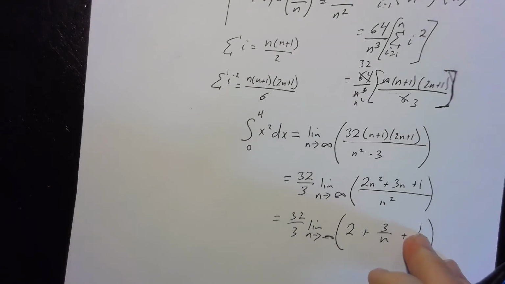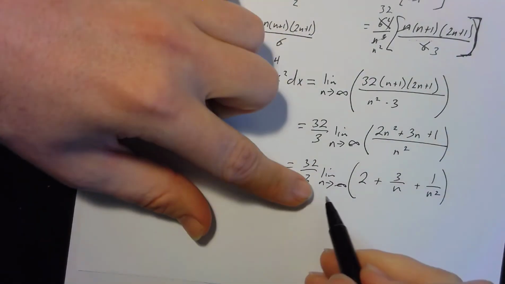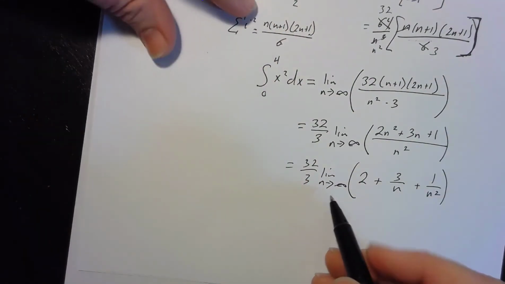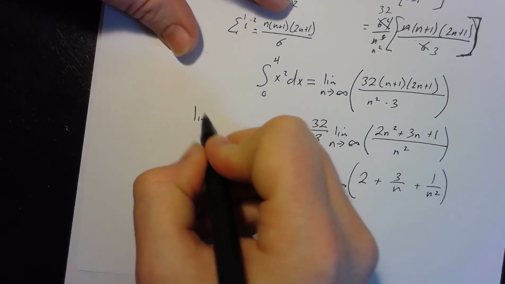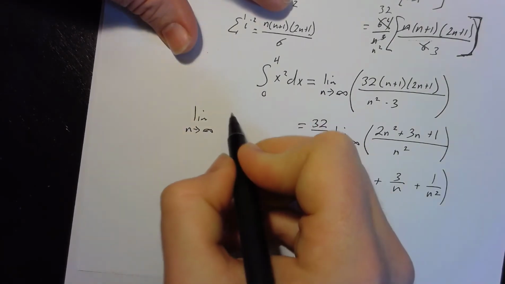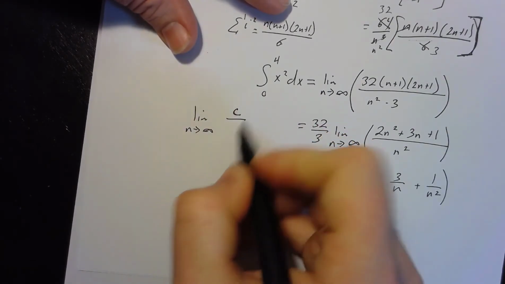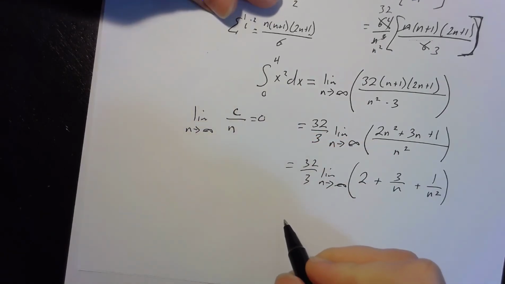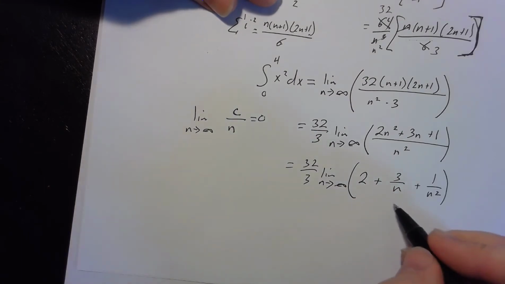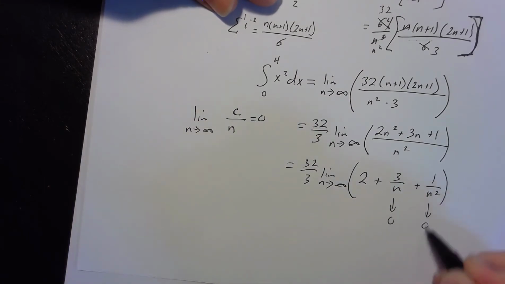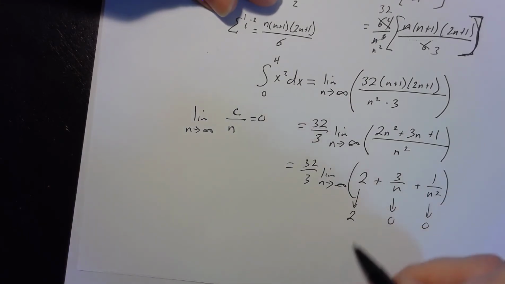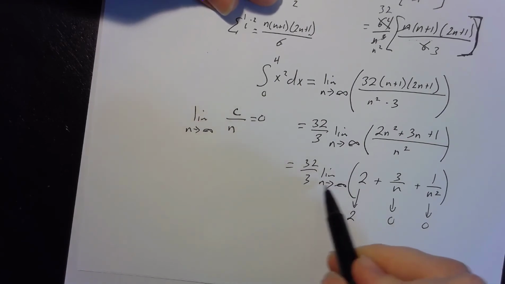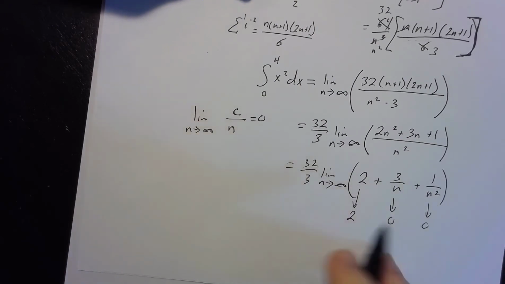And the last thing we need to remember is that in an infinite limit, we only have one real rule. That rule I'm going to write over here is the limit as n goes to infinity of a constant divided by n is always going to equal 0. So this equals 0, this equals 0, and this equals 2, which means this limit overall goes to simply 2.